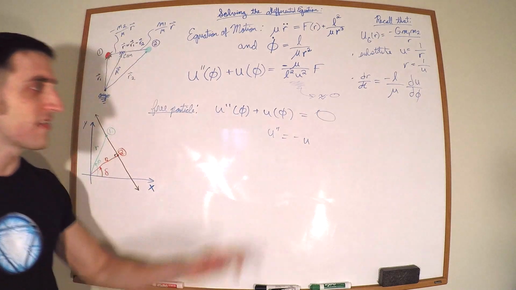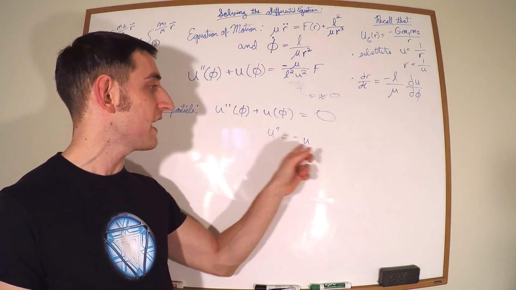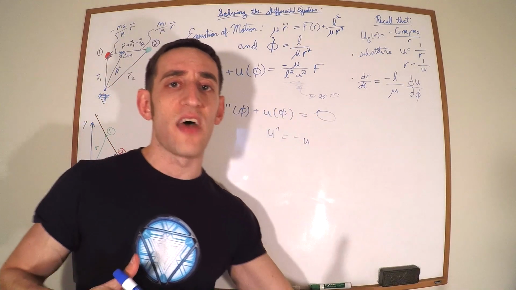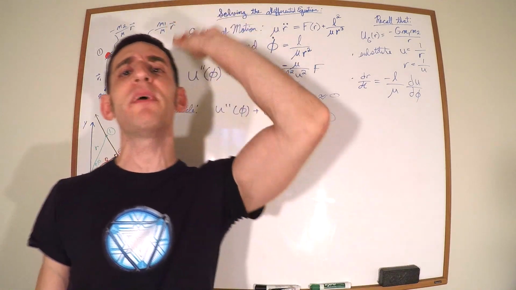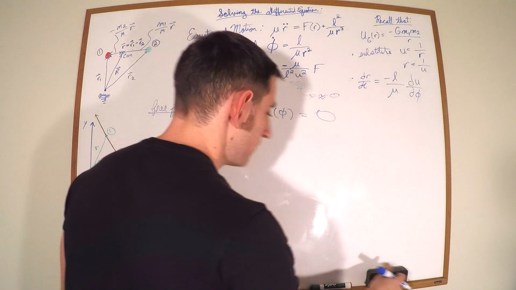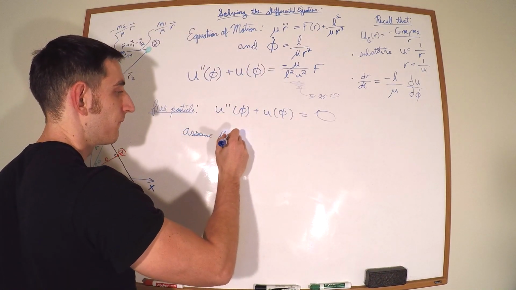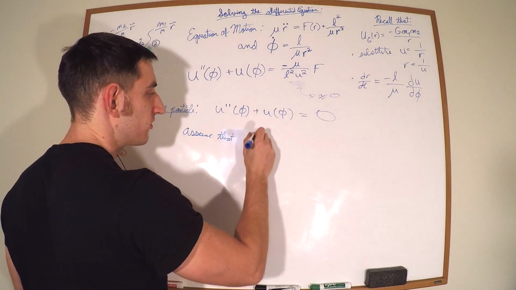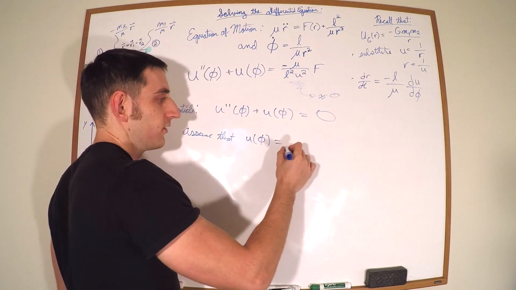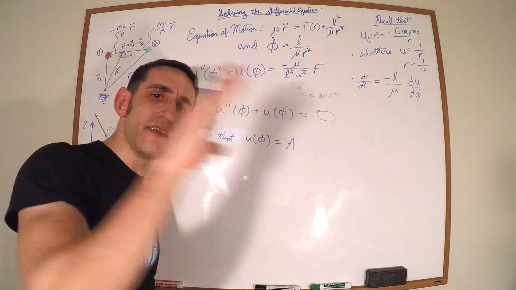So what that says is that when we take two derivatives of u, we're going to get the same function back, but with a negative sign. So what function actually does that? The exponential function, right? So we're going to assume that u sub phi is equal to some constant that describes it, changes a bit, the details, the features.